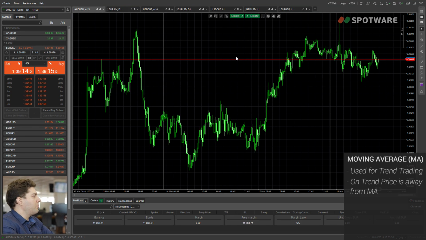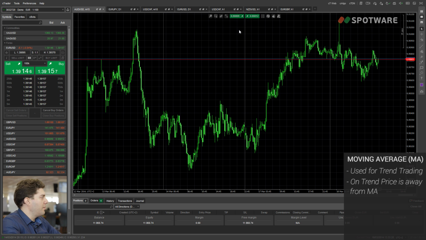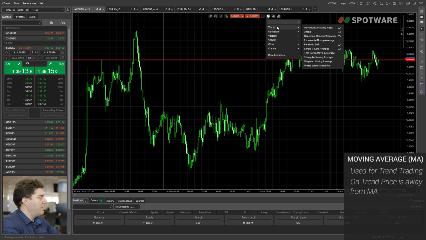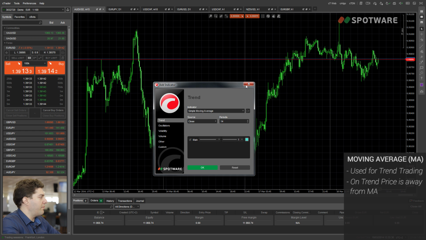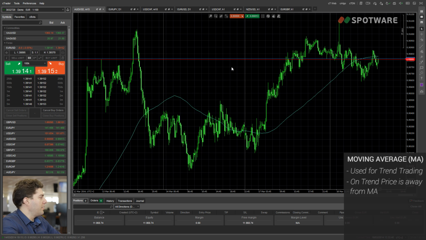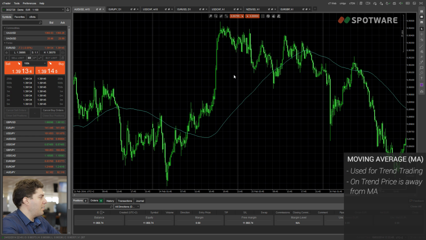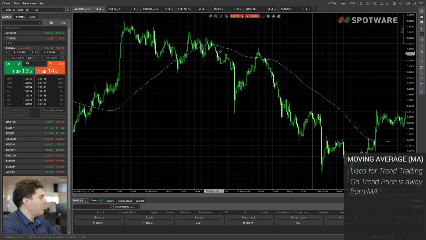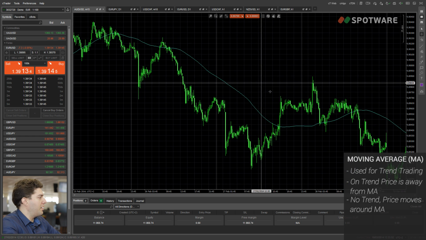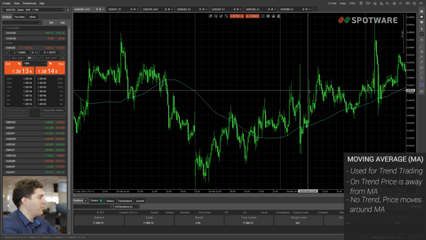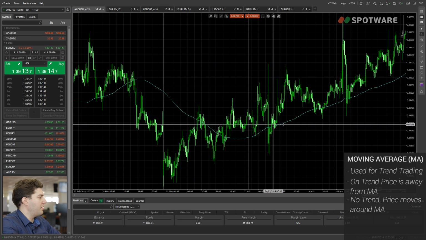We have a NZD USD chart here. In order to plot a moving average in cTrader, you go to the function key, indicators, and you select trend, simple moving average. So if we plot a 100 period moving average here, let's see what we're seeing here. In places that we have no trend, you see that the moving average is very close to the price, and the price oscillates above and below the moving average, like here and here.